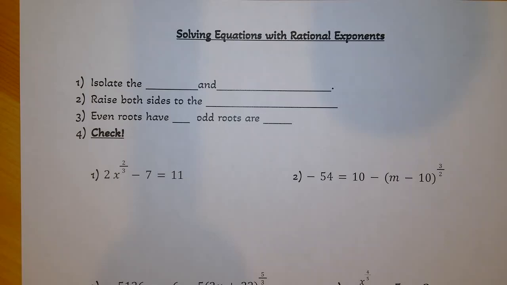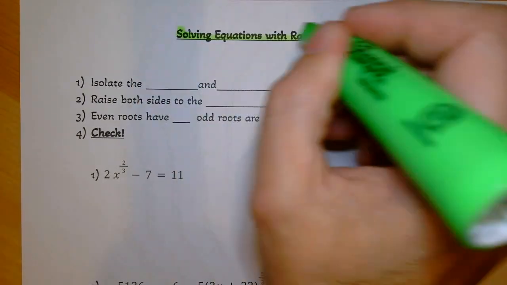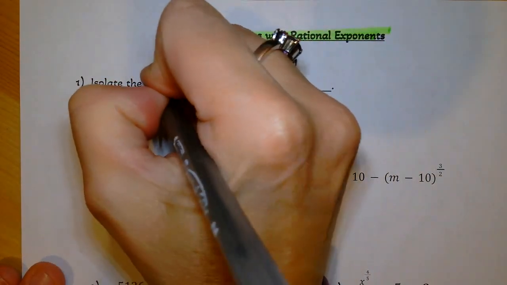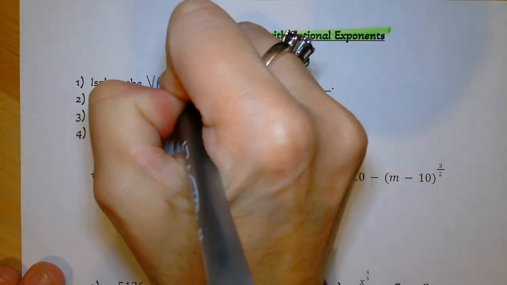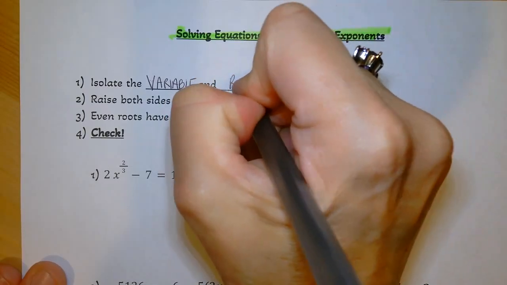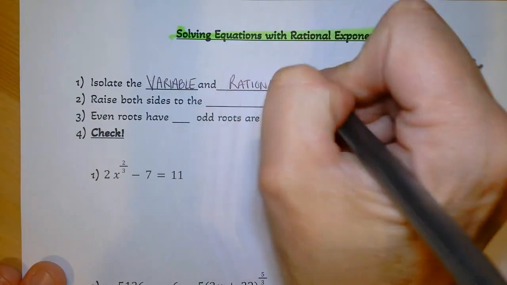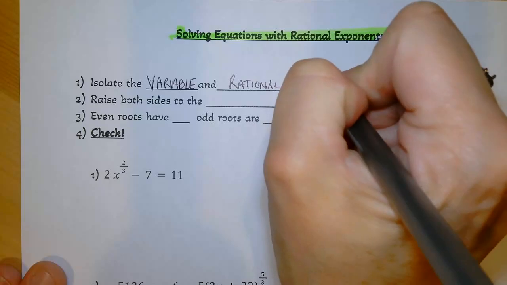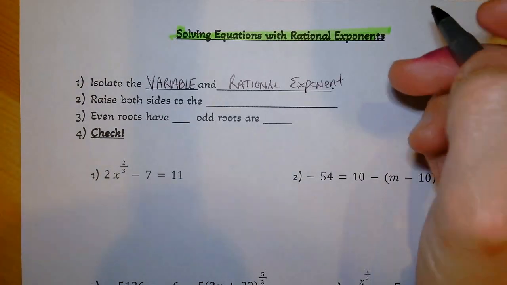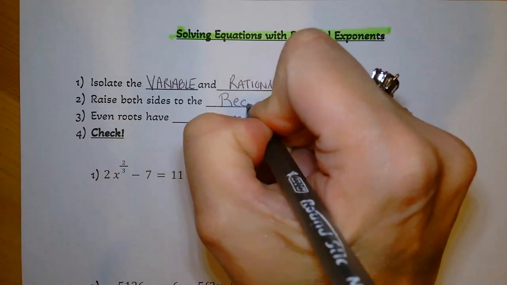All right, we are solving equations with rational exponents. This is a fun topic today. All right, so our first goal is to isolate the variable and the rational exponent. Goal number 1, isolate the variable and the rational exponent. Step 2, raise both sides to the reciprocal power.